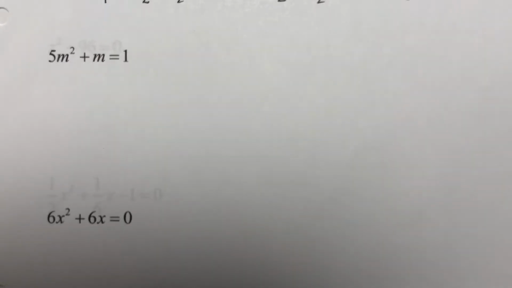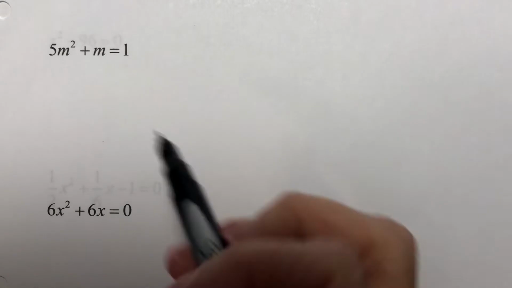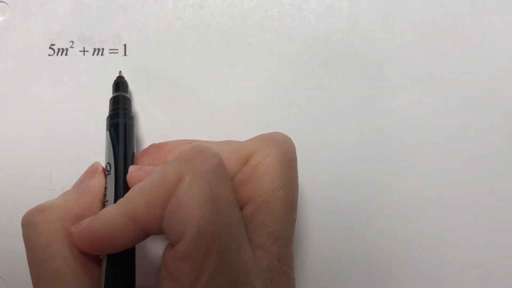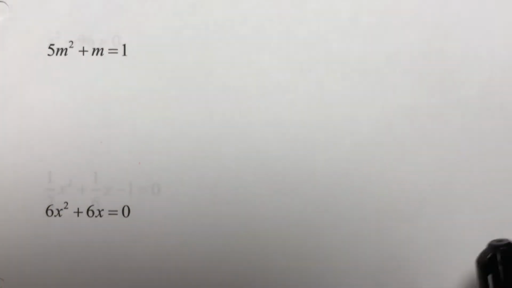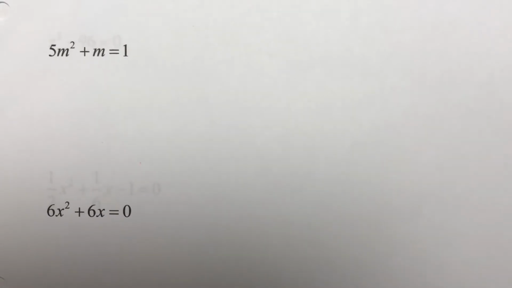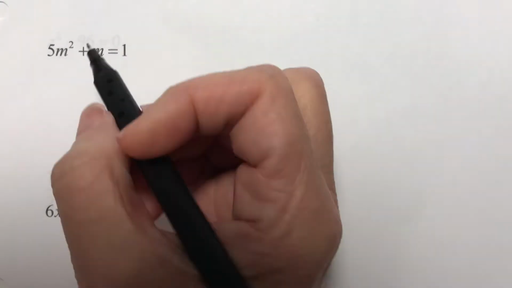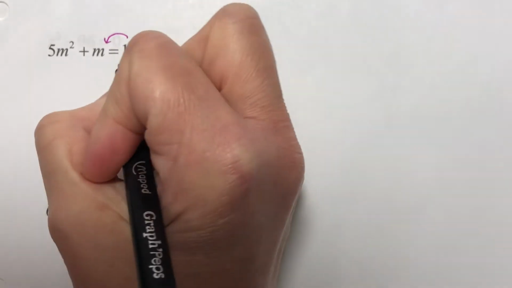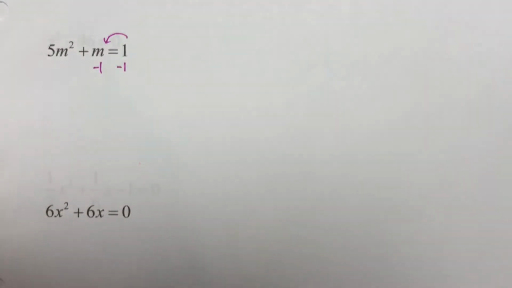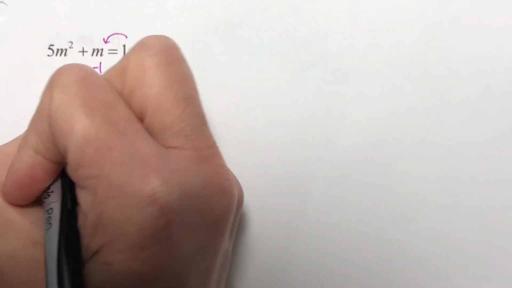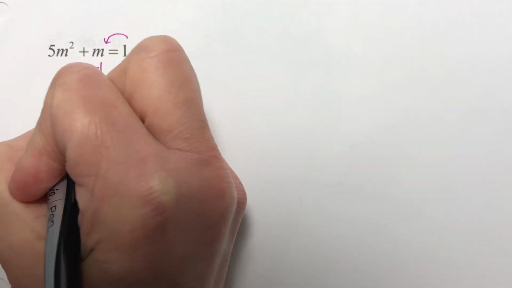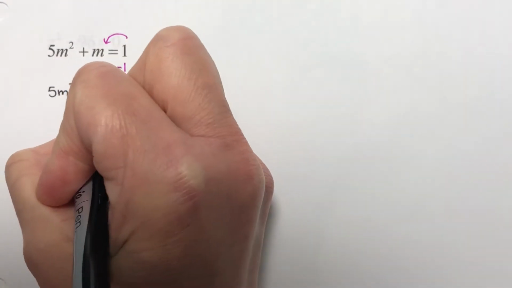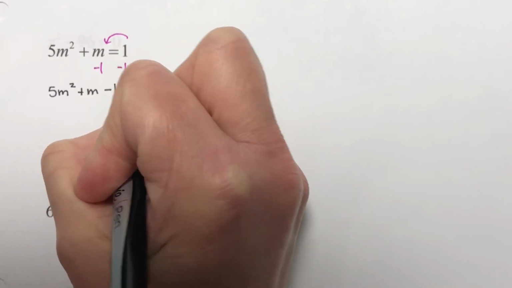This is section 9.3, part 2. We are supposed to solve this quadratic equation using the quadratic formula. The first thing we need to use the quadratic formula is a 0 on one side. So I need to move this 1 over here. I'm going to subtract 1 from each side, and I get 5m squared plus m minus 1 is equal to 0.